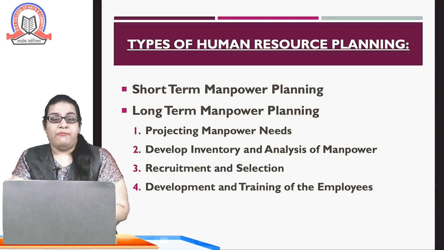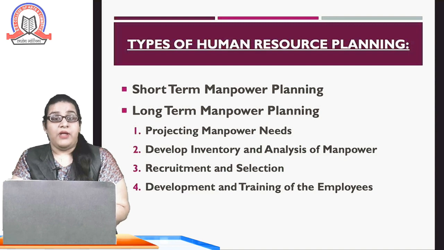Then next is development and training of employees. So in the long term planning, we have to also think about that what training our employees need, what are their strengths and weaknesses. Accordingly we will decide that what training to give to our employees. Then we have to think about their career development also. We have to give different career opportunities to our employees for their betterment and promotion.